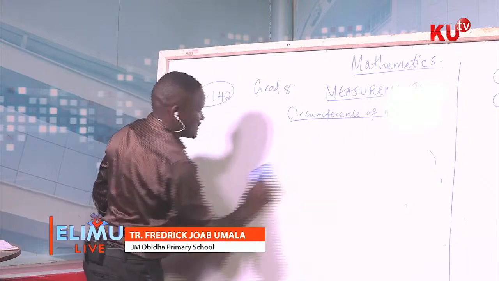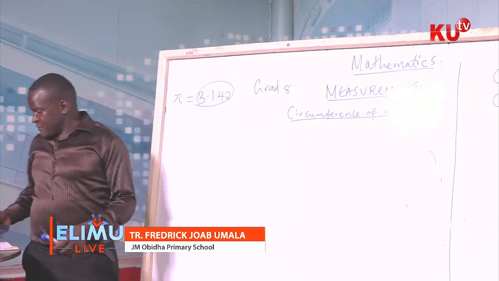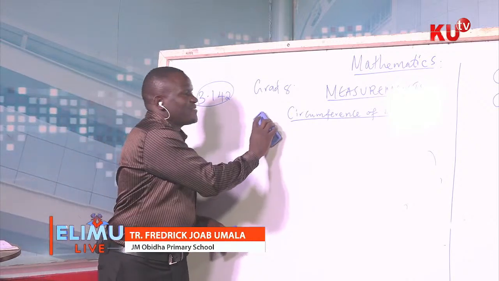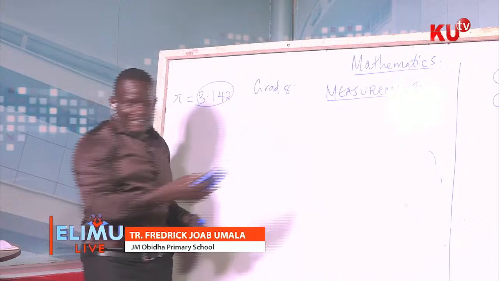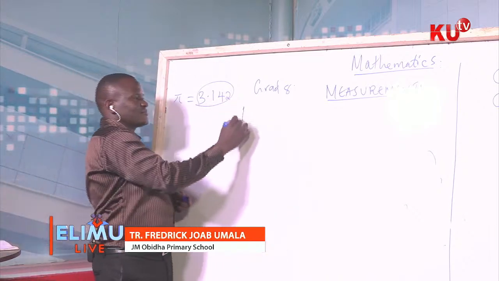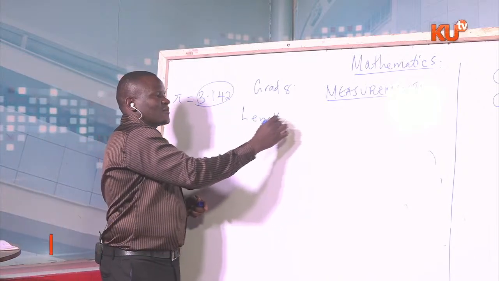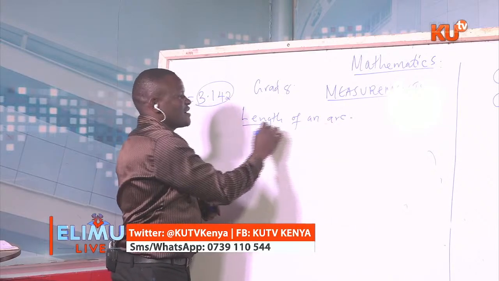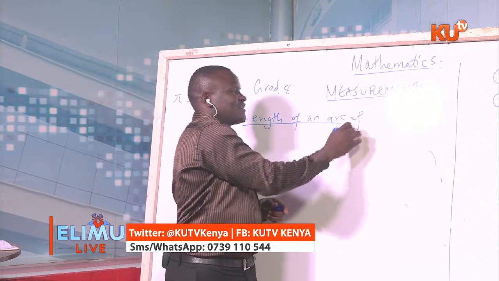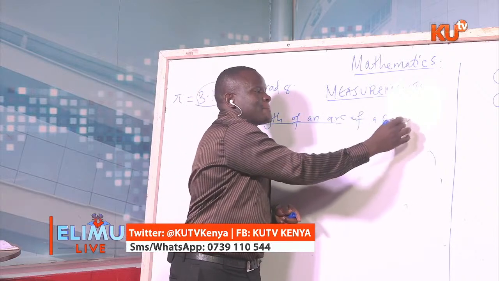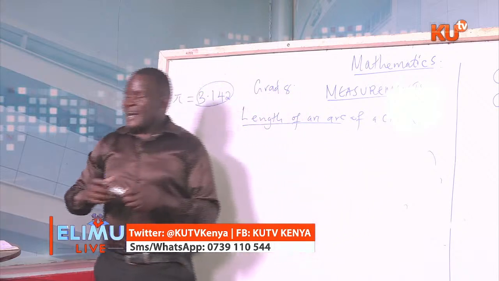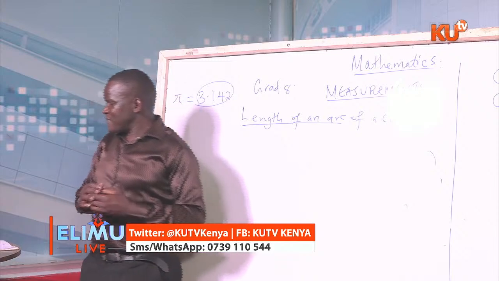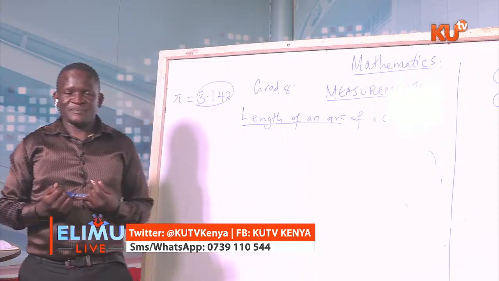Let's move on now to the length of an arc. Length of an arc of a circle. An arc is part of a circumference. An arc is part of a circumference of a circle.